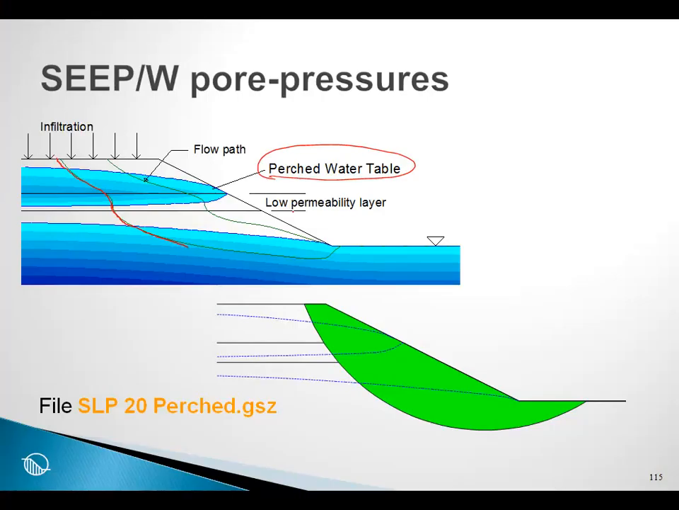This then brings us to the end of this overview of the various ways that pore water pressure conditions can be defined in a SLOPE/W analysis.